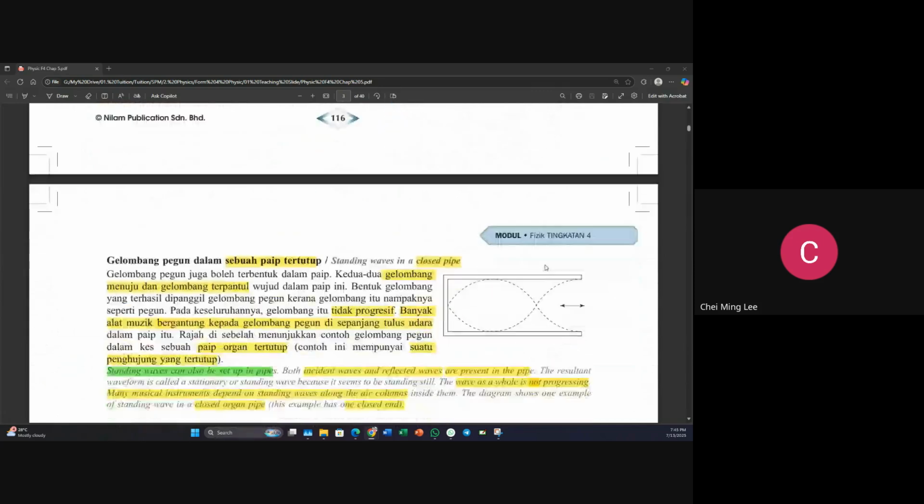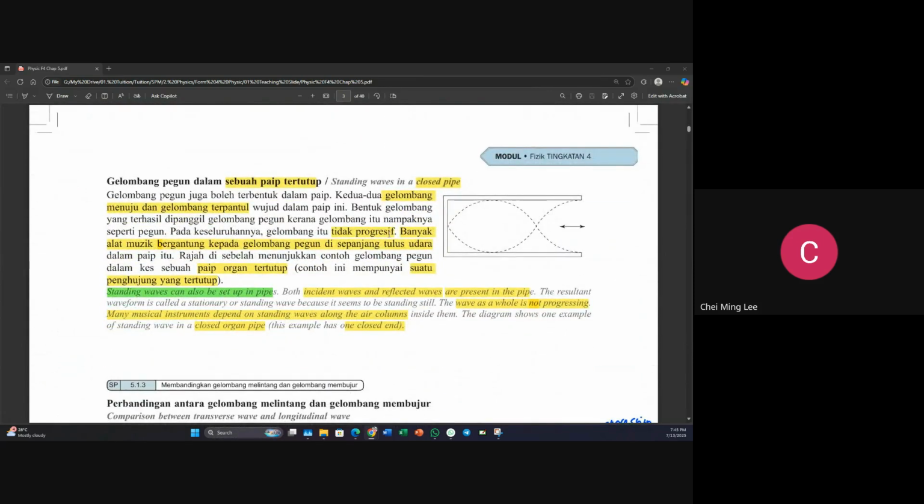Now let's see the next one. The standing wave can also sometimes be set up in a pipe. Both the incident wave going in and the reflected wave going out are present in the pipe. When it goes in, it hits the fixed end, so there will be another one going out. The resultant waveform is called a stationary or standing wave because it seems to be standing still, and the wave as a whole is not progressing because it's not going forward or back.